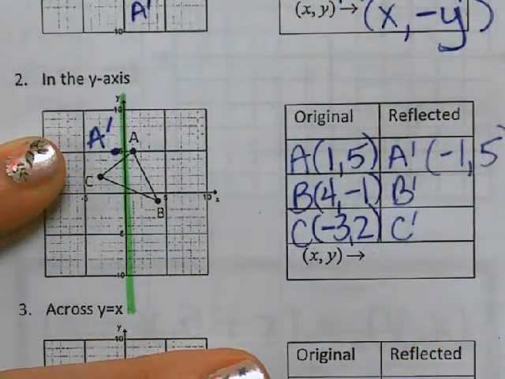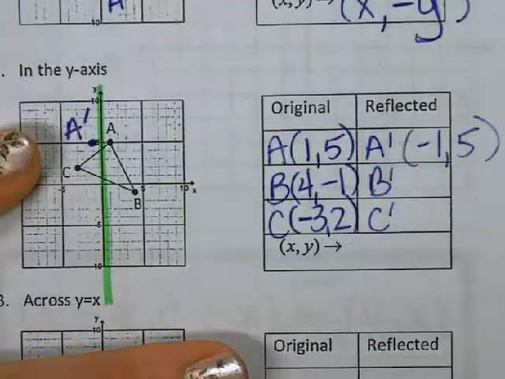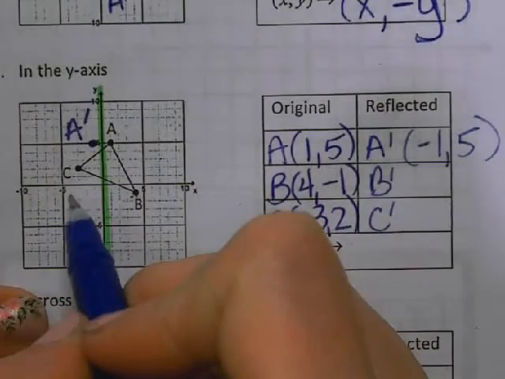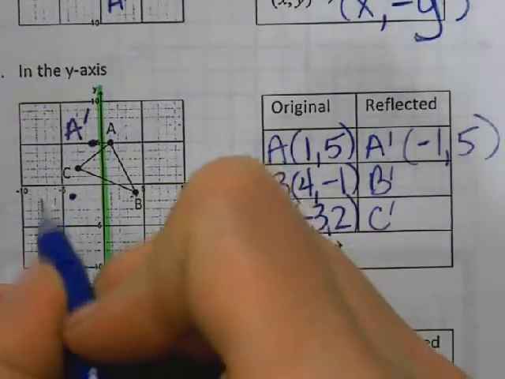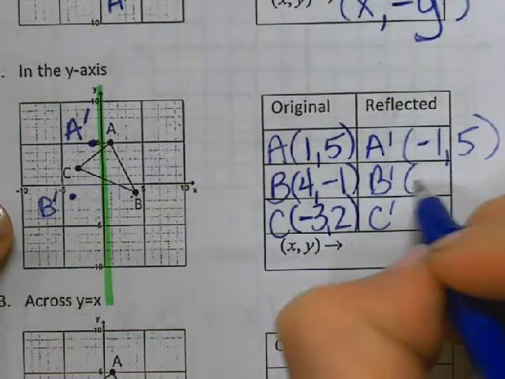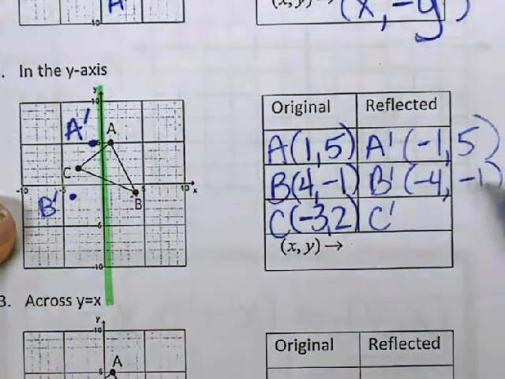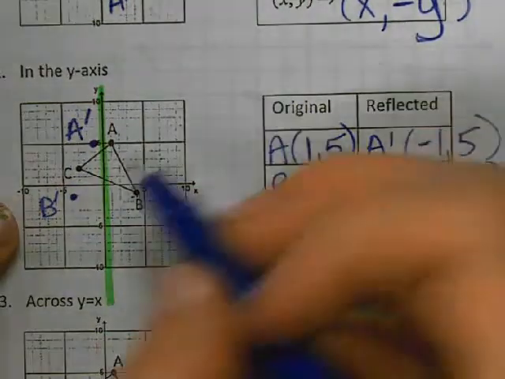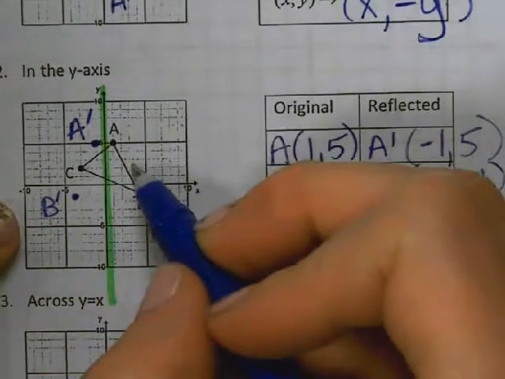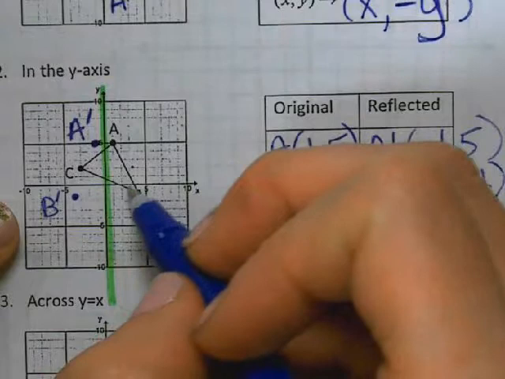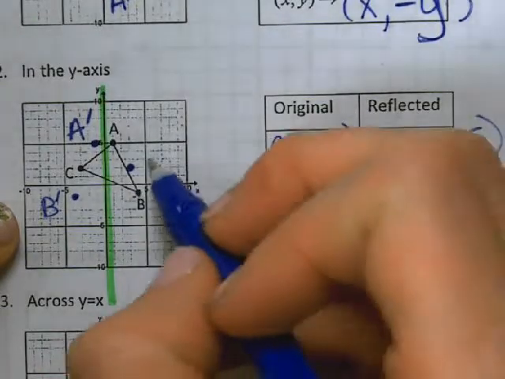Negative 1, still positive 5. B prime is over here at 4, and I'm going to reflect it over, so I'm going to be at negative 4, B prime. So still negative 1. The 1 didn't change, the 4 did. C was on this side, now we're going to move it over to the other side, and it was originally at negative 3, and now we're going to move to positive 3.